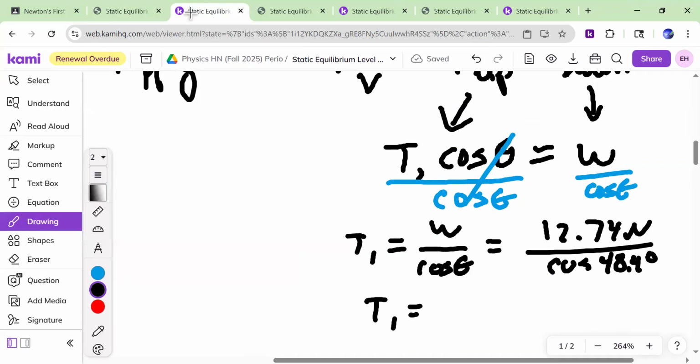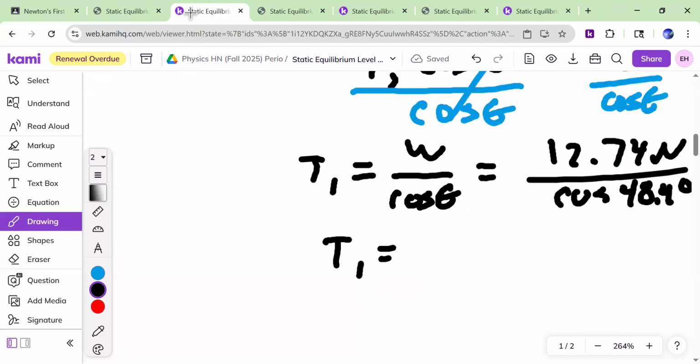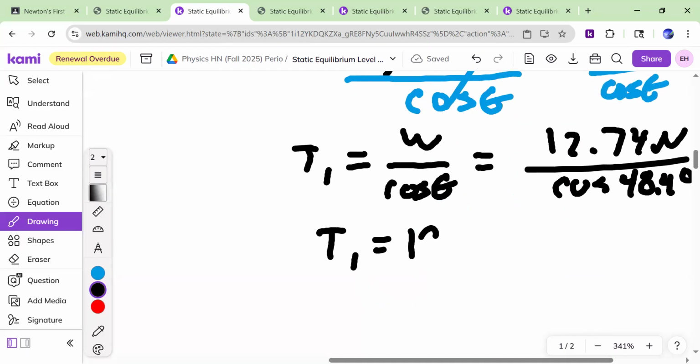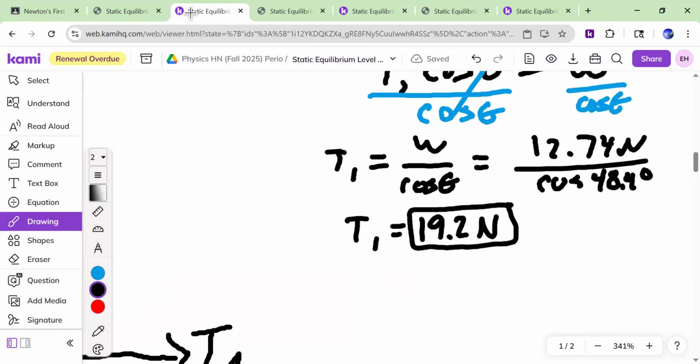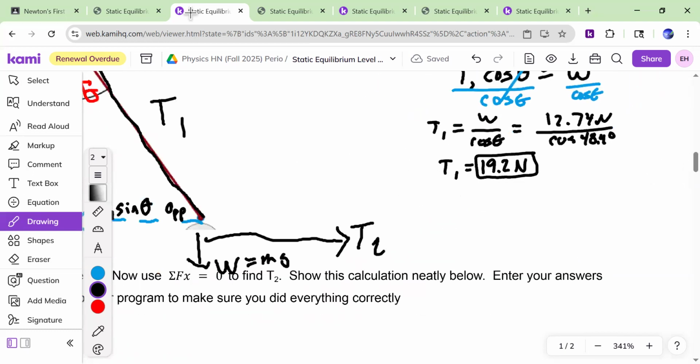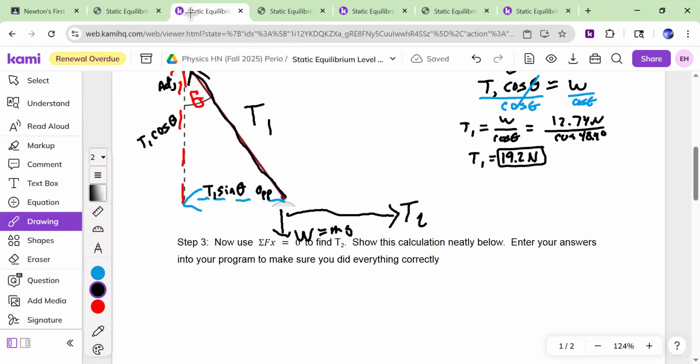So T1, 12.74 divided by cosine 48.4, 19.2. 19.2 newtons. Okay, got that? Make sure you pause the video and find your tension one. Okay, now how do we find tension two?